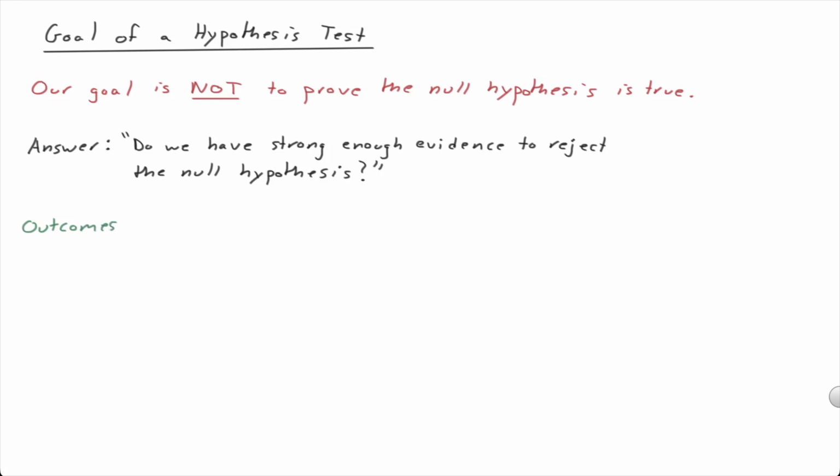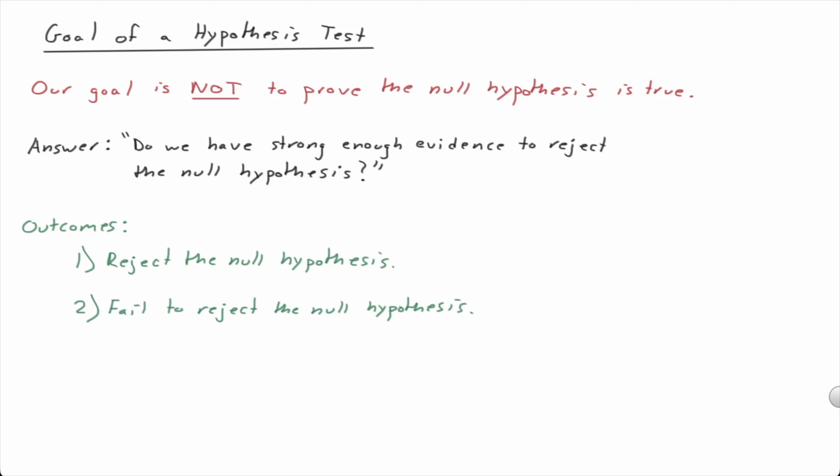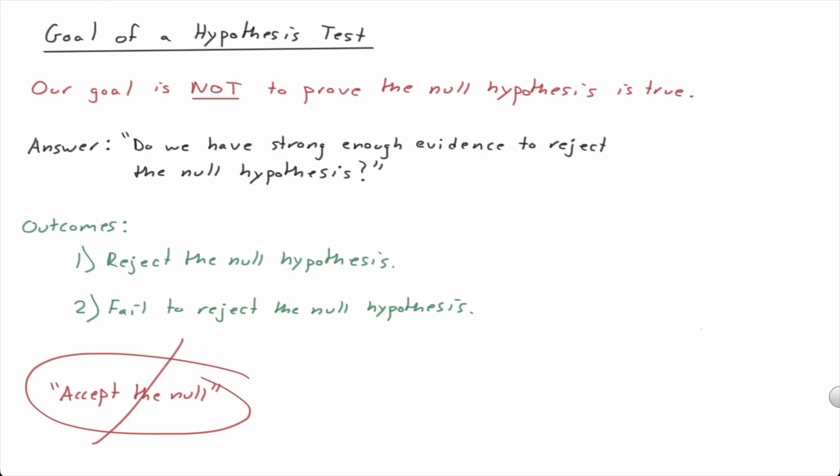So the two possible outcomes will either be the data does provide strong enough evidence against the null hypothesis so that we can reject it, or the data does not provide enough evidence, and so we'll fail to reject the null hypothesis. Again, notice we won't ever accept the null. The data cannot provide evidence of that for us. We can only either reject or fail to reject.